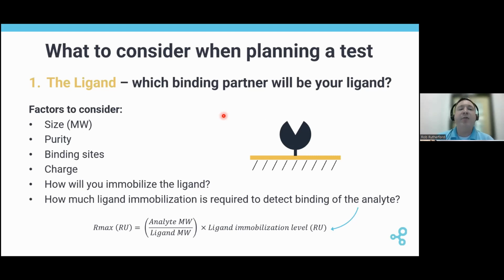Other things to think of are the purity. Is one more pure than the other? We would recommend purity is very important, and you would want a pure ligand on your sensor surface. The number of binding sites.